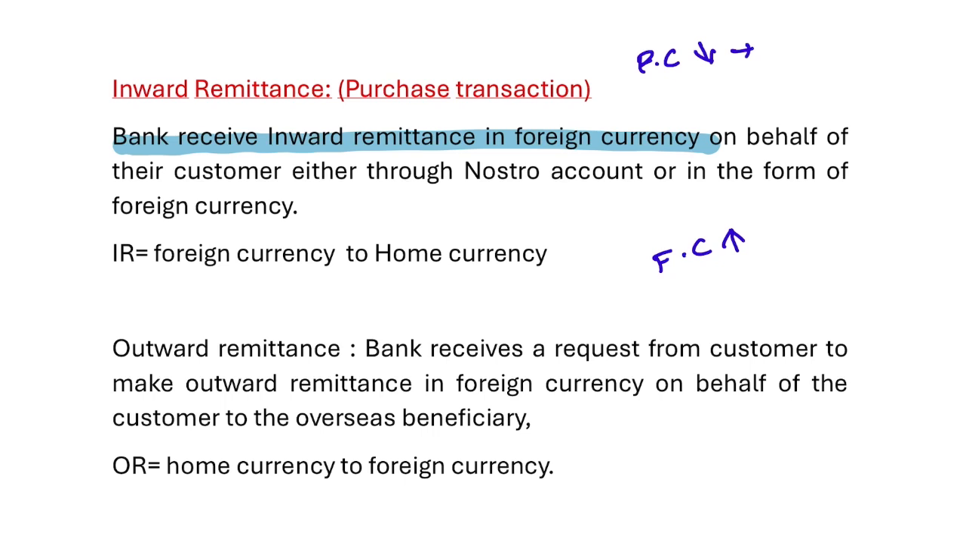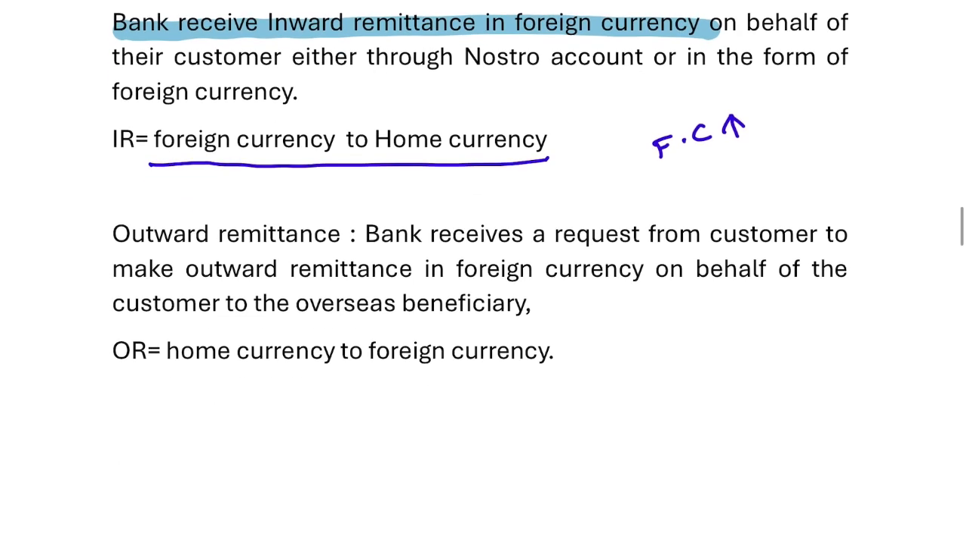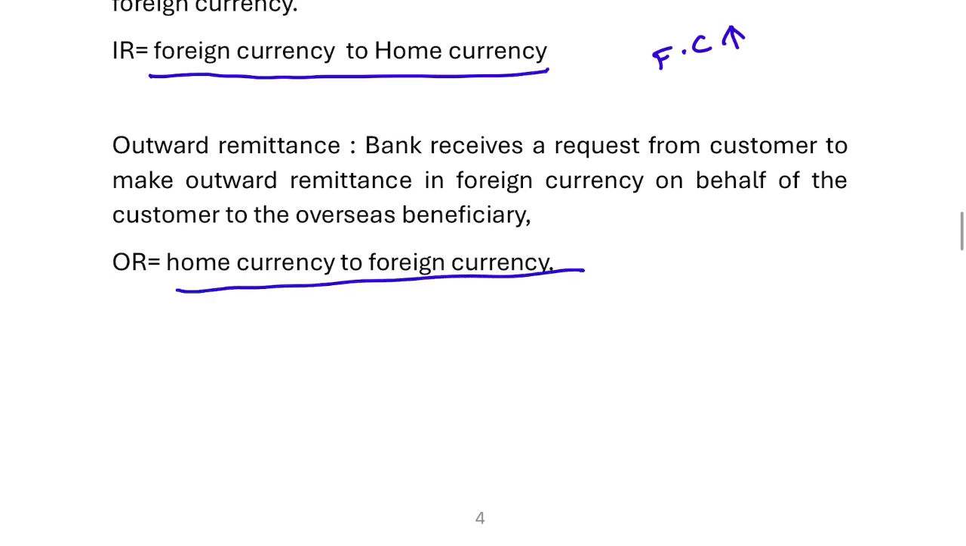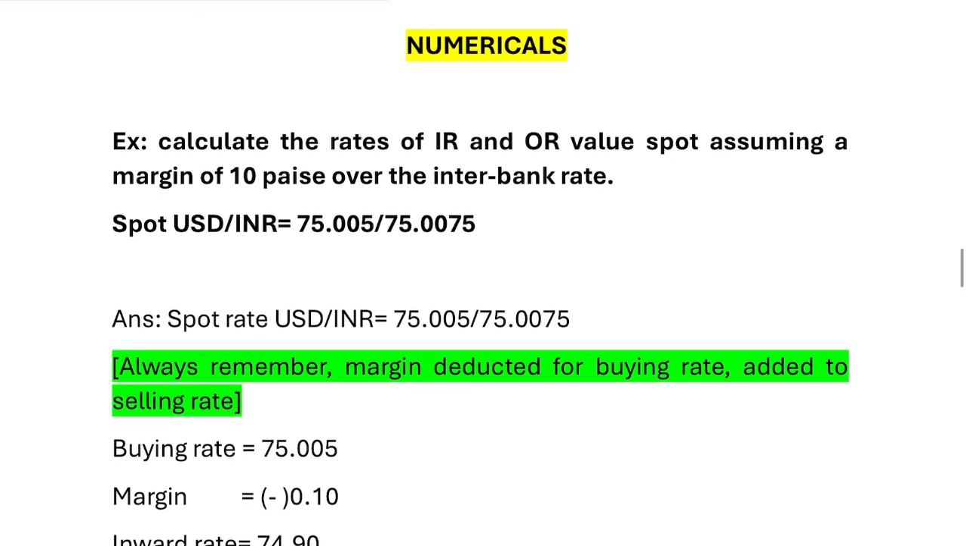Foreign currency in is also called a purchase transaction. While purchasing, also what will happen? Foreign currency in. While selling or remitting, what will happen? Foreign currency out. Got it? So inward remittance means foreign currency to home currency, and outward remittance means home currency to foreign currency. Got it? And then we get to the numericals.